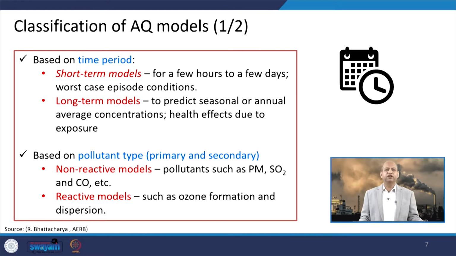Based on pollutant type, primary or secondary, models can also be classified, like non-reactive models, where pollutants, for example particulate matter, SOx, CO, etc., are assumed to be non-reactive, although in reality it is not like that, as I said earlier also. But we assume this for the sake of simplification, because in air quality models the estimated values need not be 100% near the actual value. It can be around 40 to 50% away, and even then we feel that it is fine for assessing boundary conditions or comparing background concentrations, and those kinds of things can be done by this very simplified way of modeling.